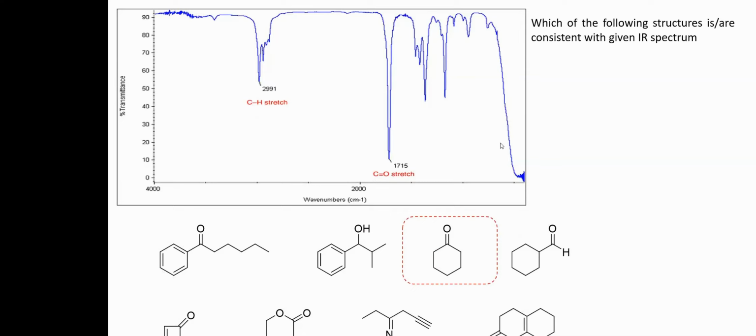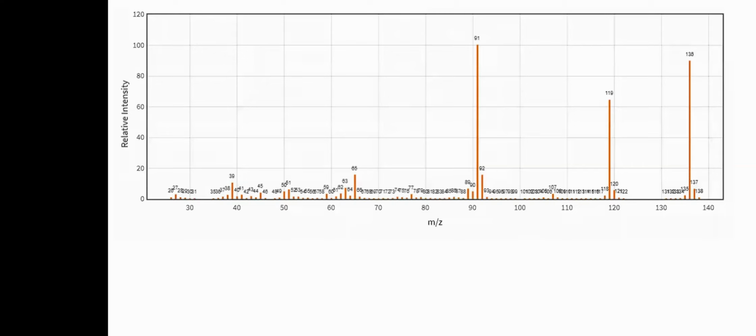Okay, any questions? All right. Now, what I want to do is ask a bonus question. We don't have multiple choice. I want you to guess what is the possible structure of this molecule. Okay, what is the possible structure of this molecule?